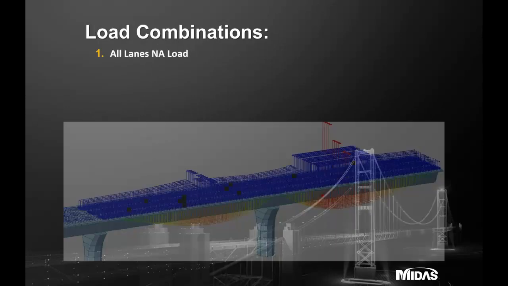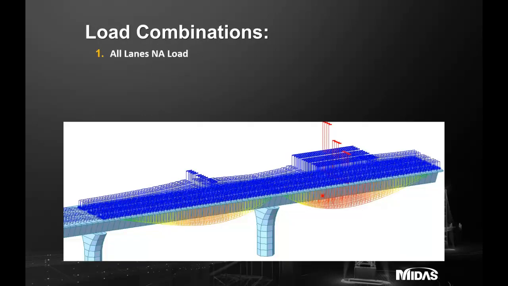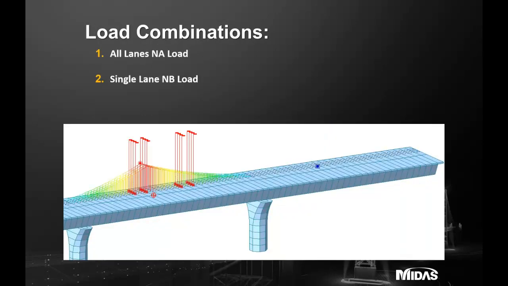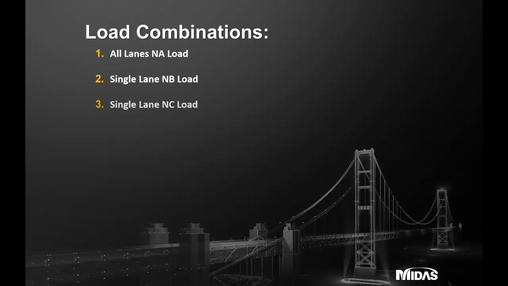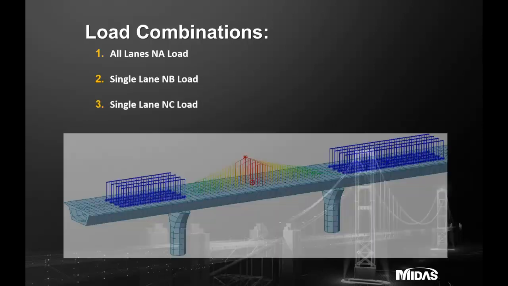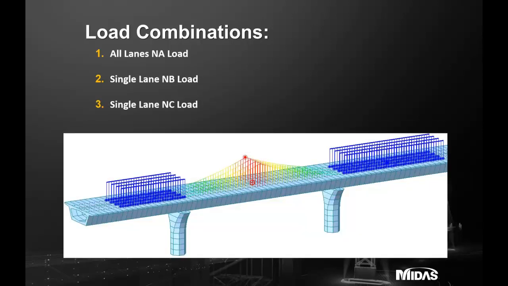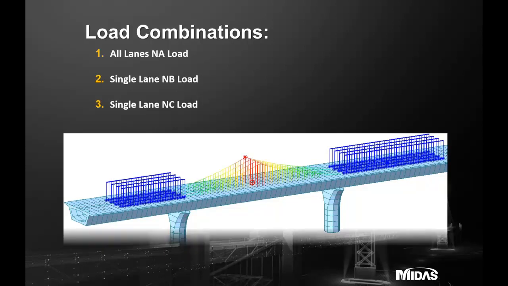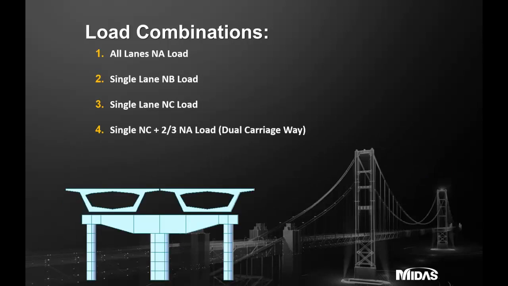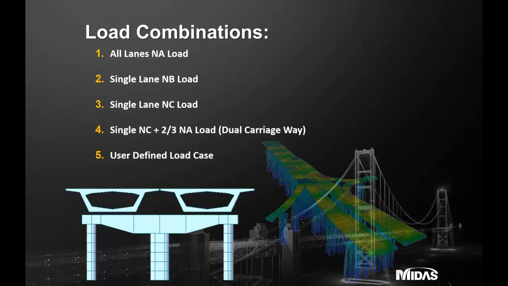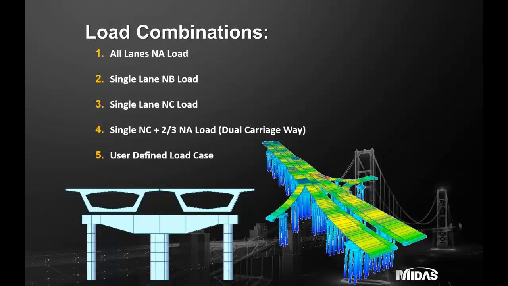So all lanes NA loaded would look like this. Single lane NB load. So the program will place the loads accordingly to create the negative effect as well. And NC load, single lane. And if you have any dual carriage, the program will also consider the 2/3 of NA load. You also have the user defined load case.